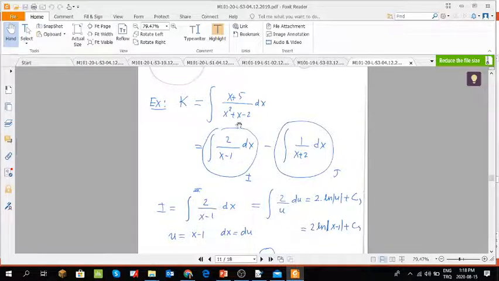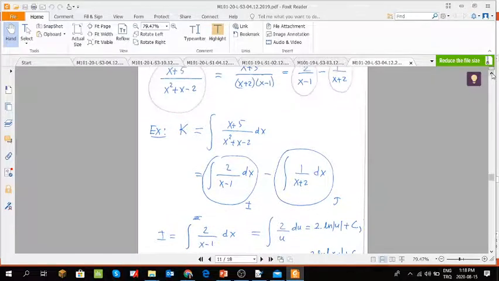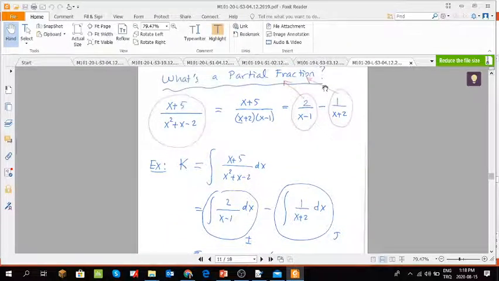So in this example, we assume that we know what this is equal to in terms of partial fractions, because this is equal to this. Definitely that's true. If you equate the denominators, you get this back.